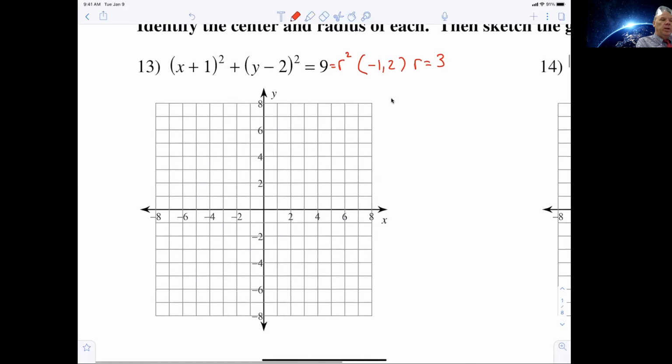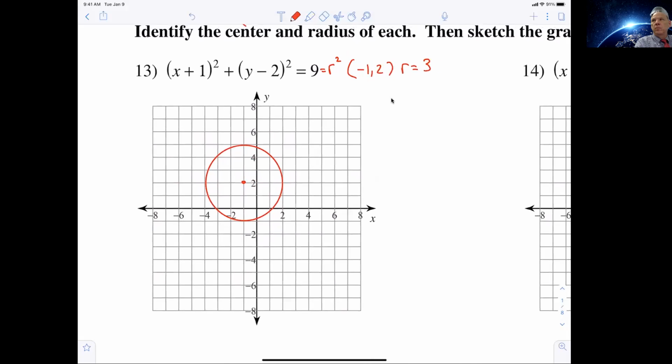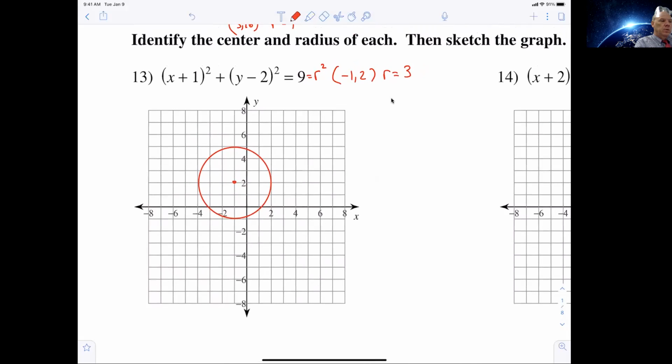So now we plot the point -1, 2, and then draw yourself a small circle, and then blow it up so it has a radius of 3. Nice. All right, that's how simple. Anybody have any troubles drawing the circles?